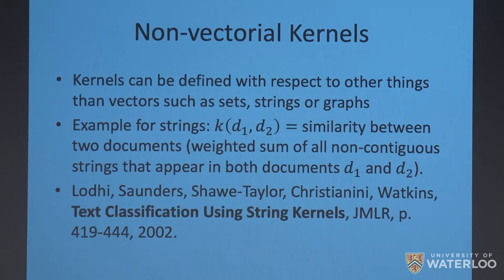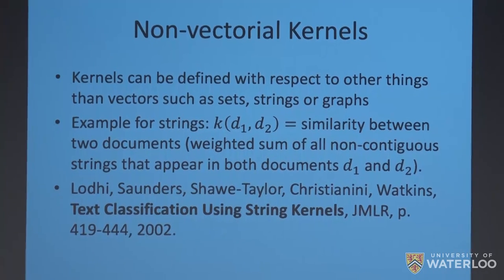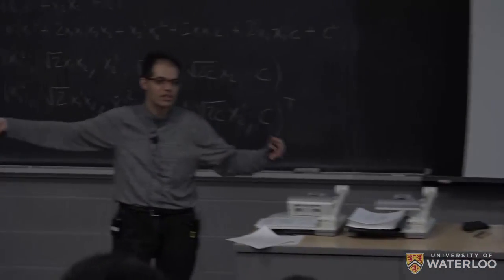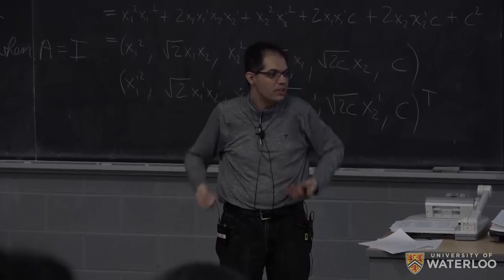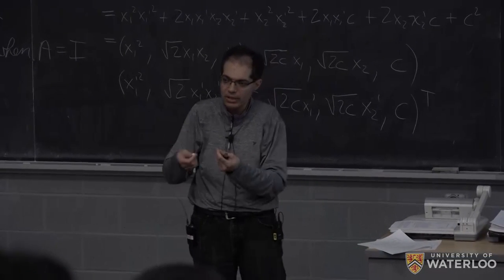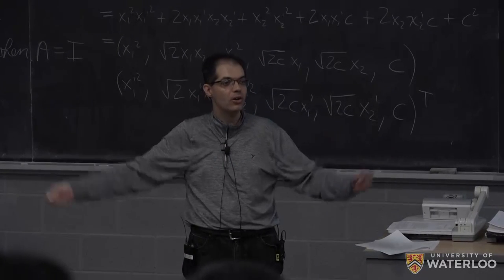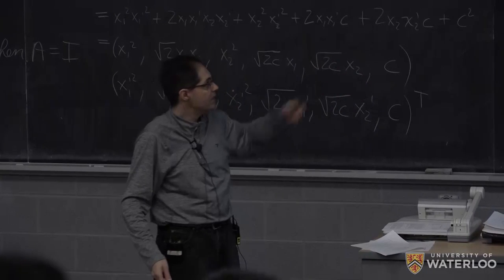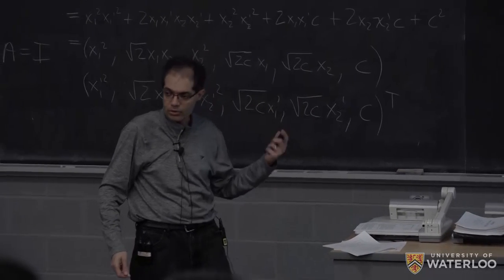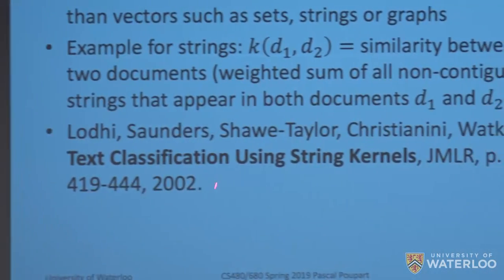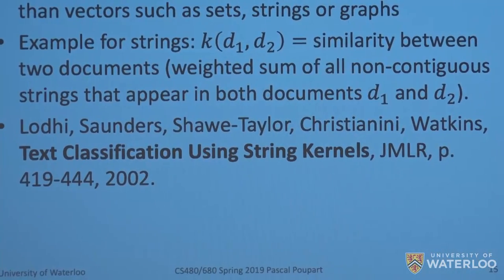But when you start thinking about all of these features, all the substrings and all the non-contiguous subsequences, there are a lot of them. It takes too much time and too much space to enumerate. So we need a kernel, or some trick, to work with this so that we don't have to pay the price of enumerating all these features. This is where we can define non-vectorial kernels for that purpose. There's a paper published in 2002 on text classification using string kernels that explains how to do this, so let me go to this paper.